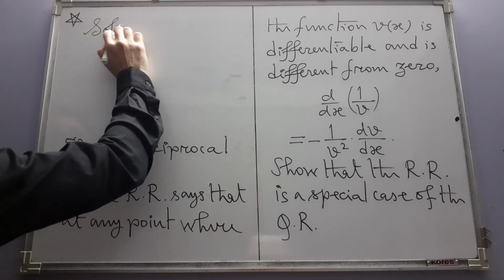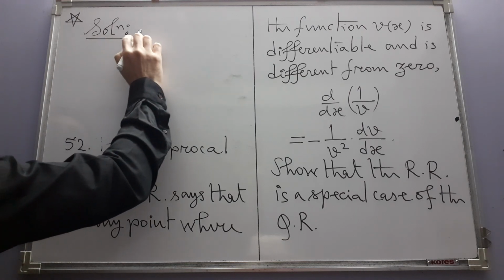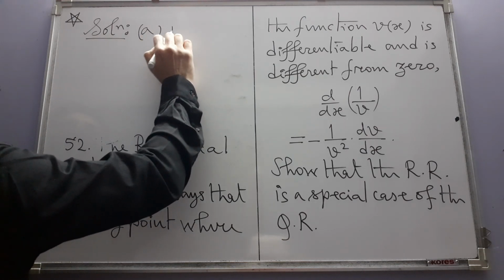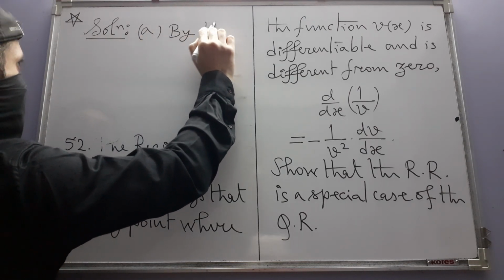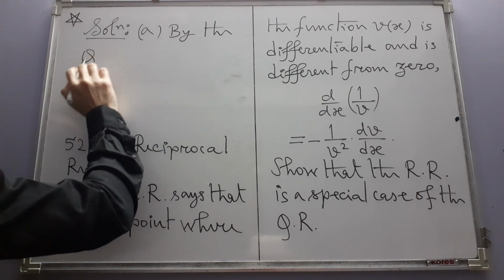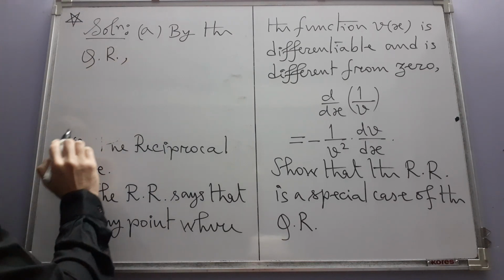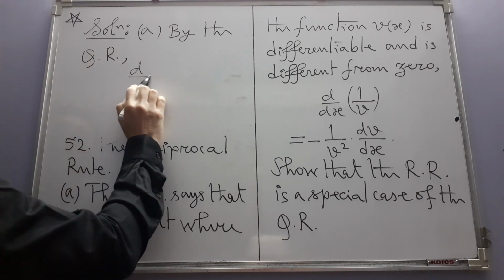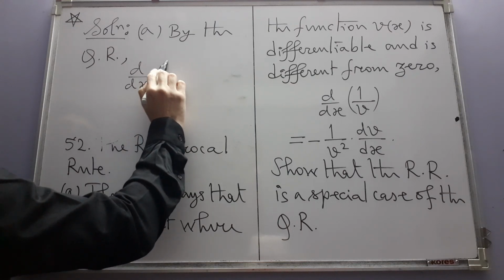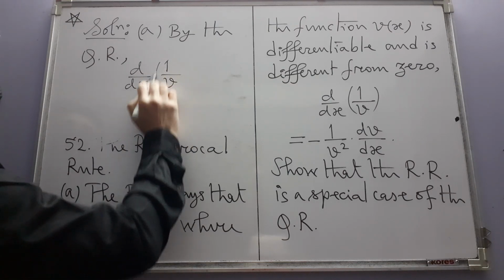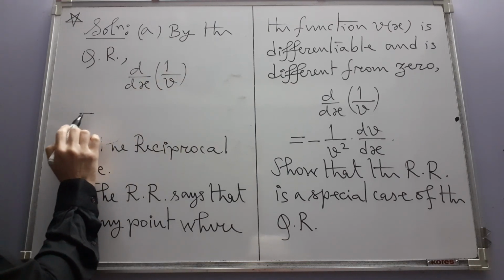So here I am writing the solution to part A only. By the quotient rule, straight away we apply the formula that the quotient rule gives us.